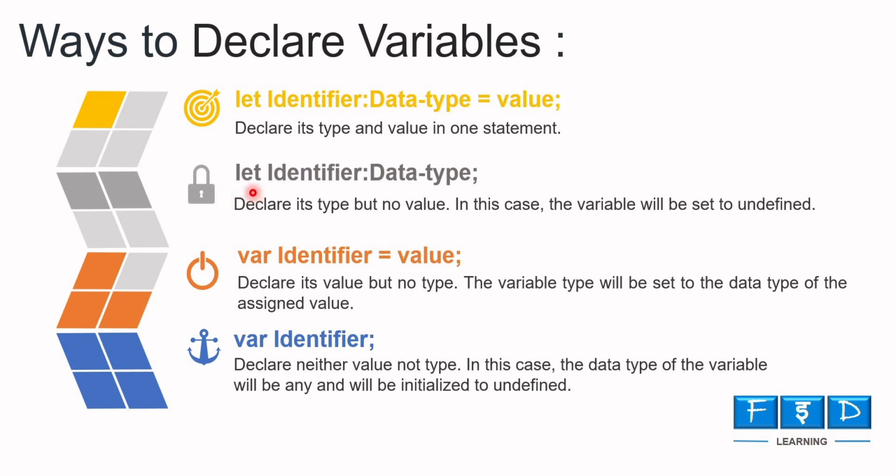Second way is let identifier colon data type, which means we can declare its type but no value. In this case, the value of the variable will be set to undefined.